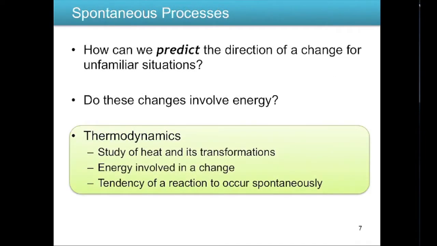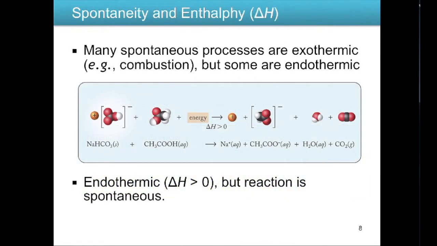So how can we predict the direction of a change for unfamiliar situations? It's pretty easy to do for familiar situations, but when we're looking at a reaction and trying to decide whether or not this reaction will proceed in a specific direction, how can we determine whether or not that will occur? So one question we can ask ourselves is, do these changes involve energy? And that is what the study of thermodynamics is, which is what this chapter is all about. So it's the study of heat and its transformations, the energy involved in a change, and the tendency of a reaction to occur spontaneously.